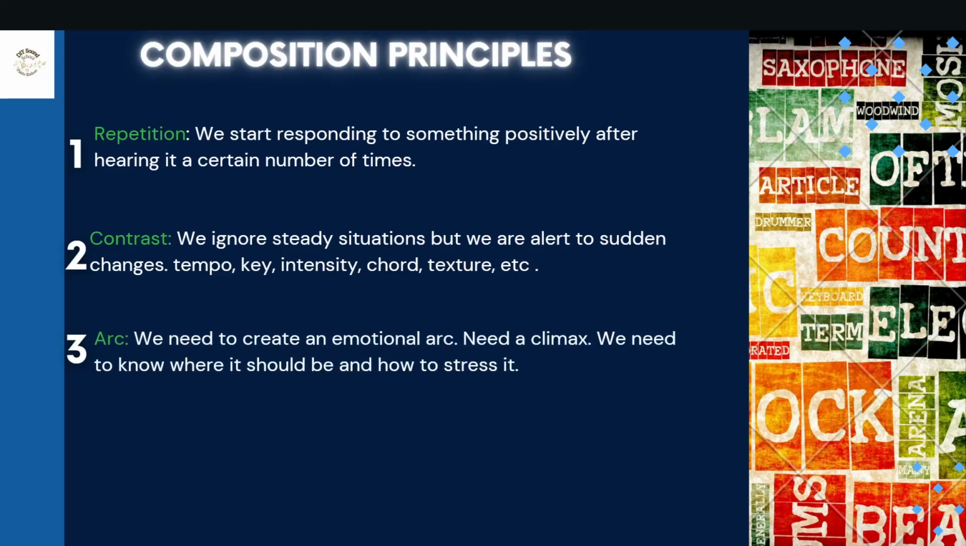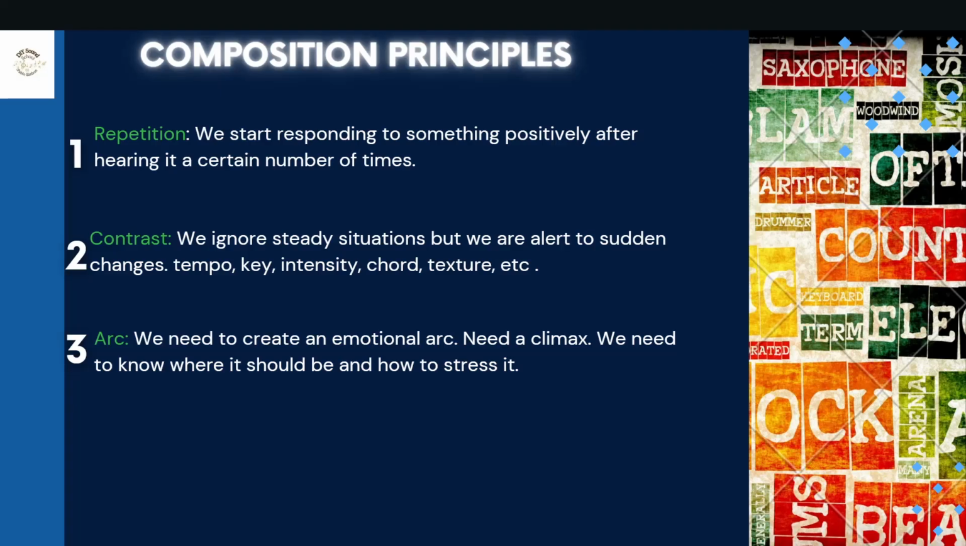Guideline number 3 is crucial. It's called arc. We need to create an emotional arc. You have heard anything from modern music to classical music; we are actually building something up. We get to a climax of the piece, and we not only create that climax, we need to know where that climax should be and how to stress it. It's not enough to say, oh, I have a climax here. People need to be able to recognize and realize that there's a climax, because this is what the music is all about.